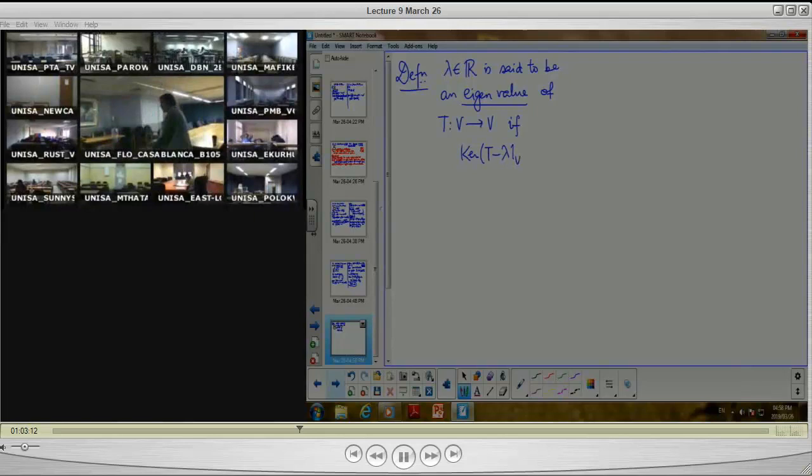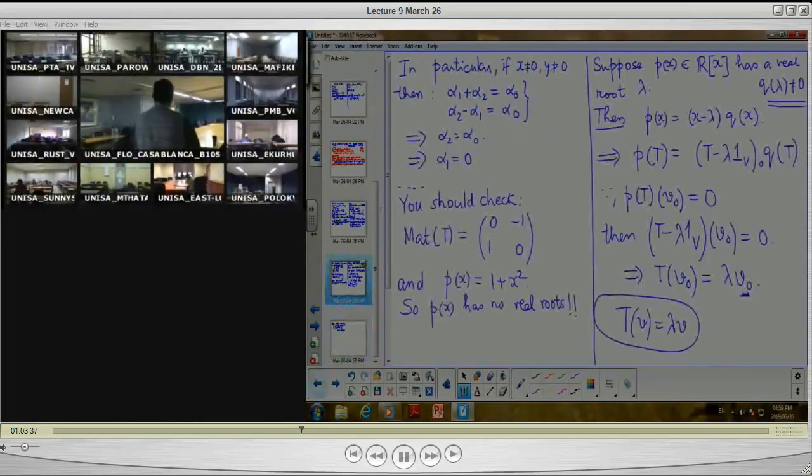Right? By saying that this, I mean to say that there exists a non-zero solution, right? There exists a non-zero V such that this will vanish, right? So that's exactly what I was doing here. There exists a non-zero V which makes this vanish. Okay?